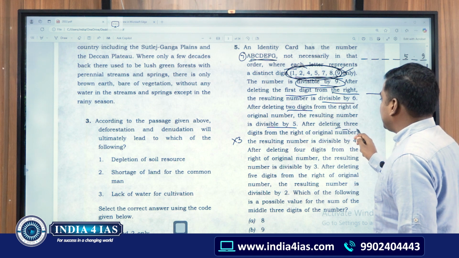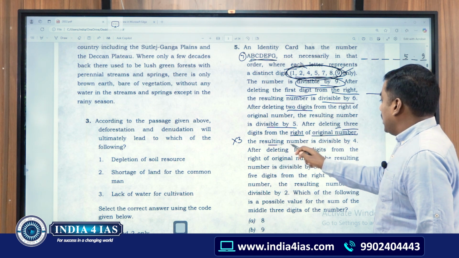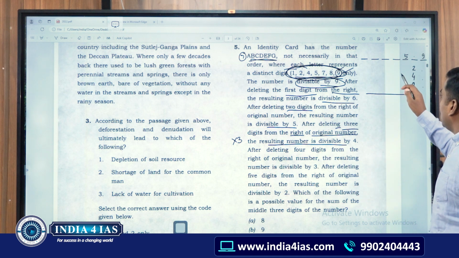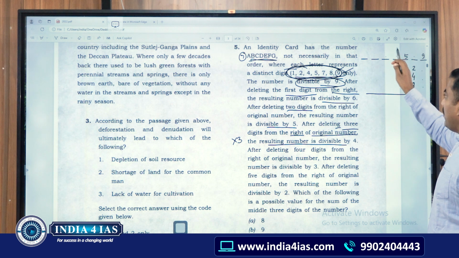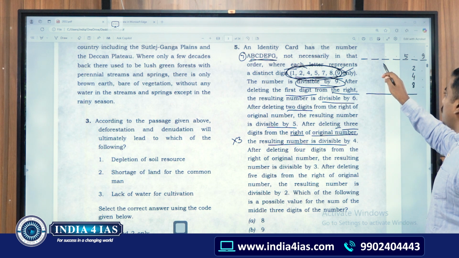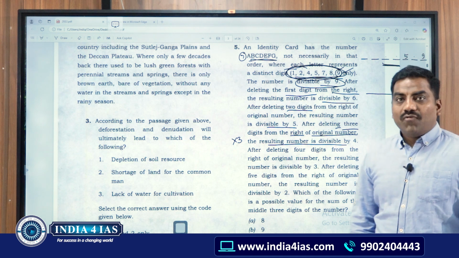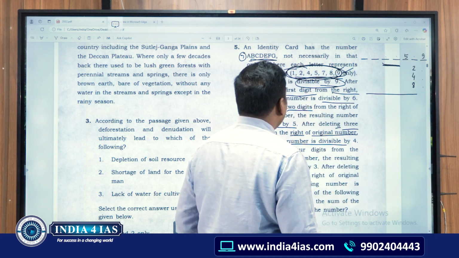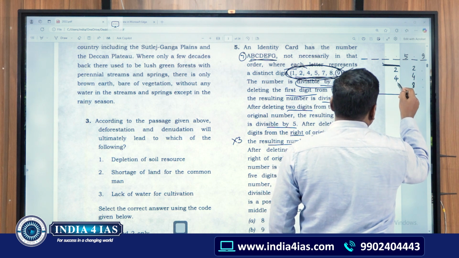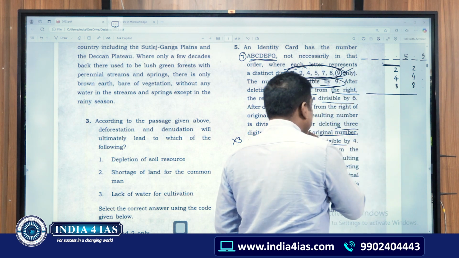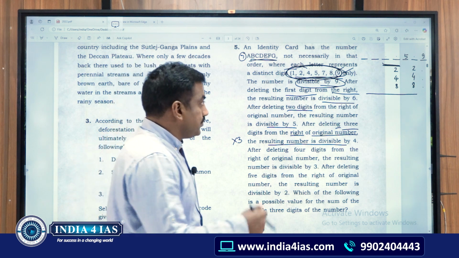After deleting 3 digits from the right, the resulting number is divisible by 4. So again I have to put some numbers here. How do you check that a number is divisible by 4? The number formed by the last 2 digits should be divisible by 4. So again there is a chance that 2 comes here, a chance 4 comes, a chance 8 comes here.